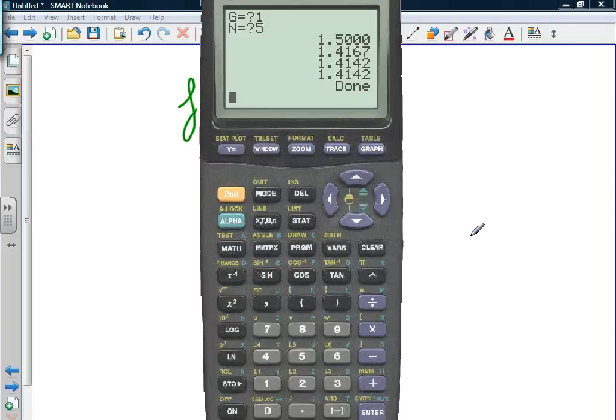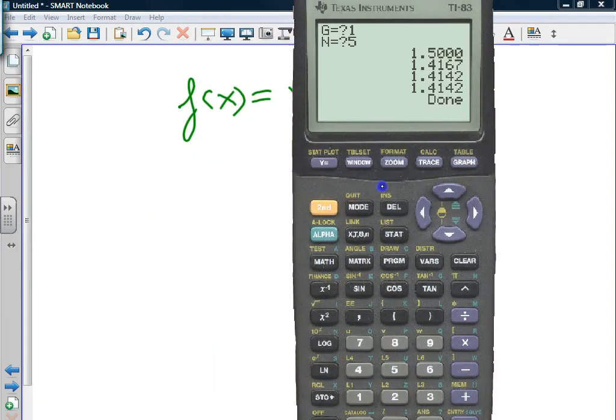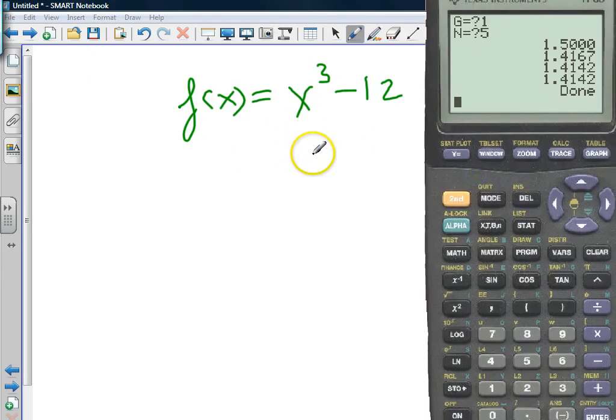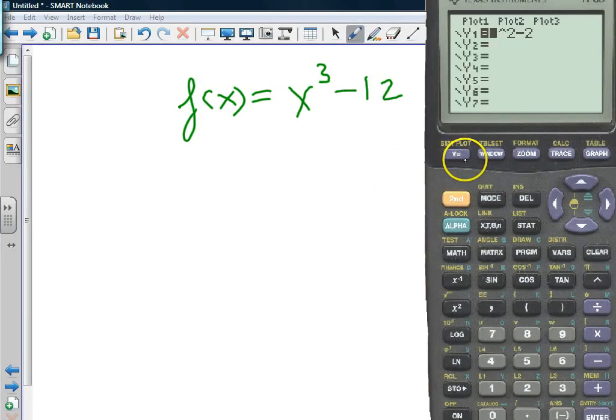So now let's use our program and do the new question. The new question is this. All right? Now, what's the first thing you have to do if you have a new question for Newton's method? Put it in Y1 and graph it so you can get a guess, right? You've got to see where a good guess is. Then run the program, right? Okay. Alrighty, let's do it. Here we go. So go to y equals and change y1. And let's say it's x cubed minus 12.